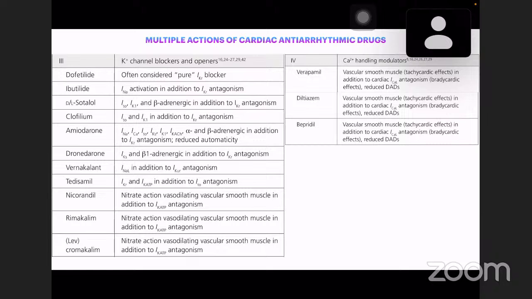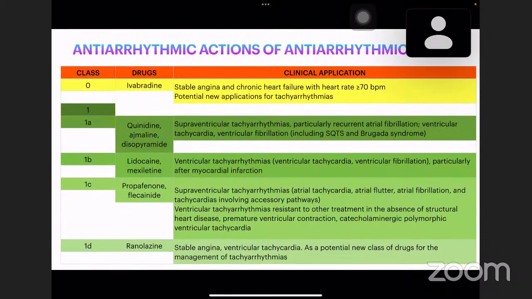And verapamil acts on cardiac and vascular smooth muscle and causes tachycardia in addition to being a calcium channel blocker. And diltiazem also acts on the vascular smooth muscle. Bepridil acts on the vascular smooth muscle and decreases the delayed after depolarization. So, anti-arrhythmic actions of these drugs, as we know, what are the conditions where we can use these anti-arrhythmic drugs?